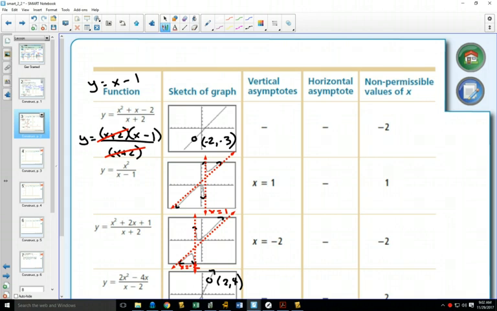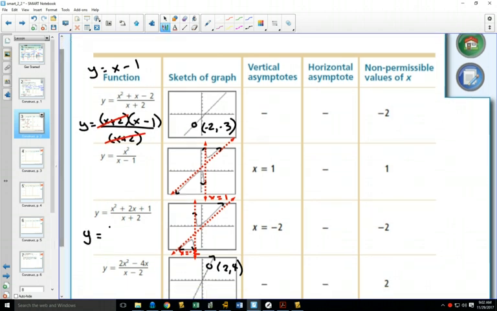The second one here, the x squared over x minus 1. Can you see that you can't factor the top? The third one, x squared plus 2x plus 1, you can factor the top. The top factors to x plus 1, x plus 1, all over x plus 2. But after you factor the top, it doesn't cancel out. So when your non-permissible value doesn't cancel out, you get vertical asymptotes. When your non-permissible value cancels out, you're going to get a hole.